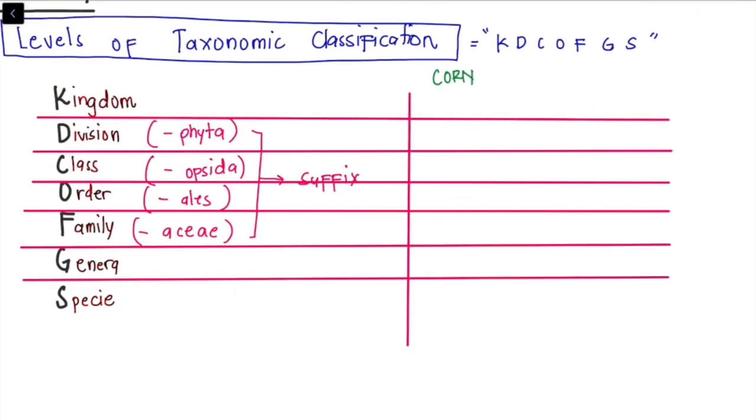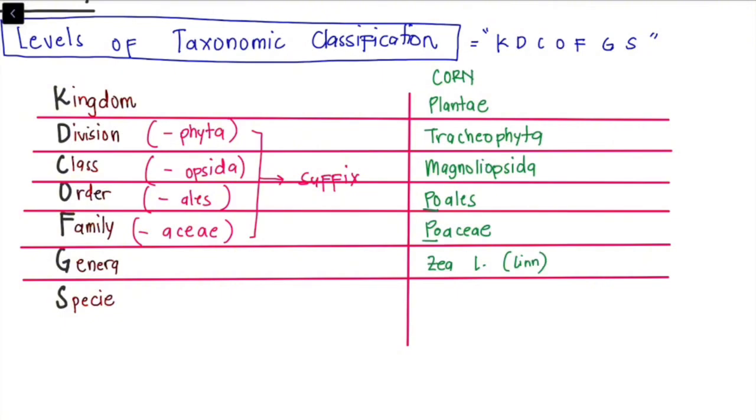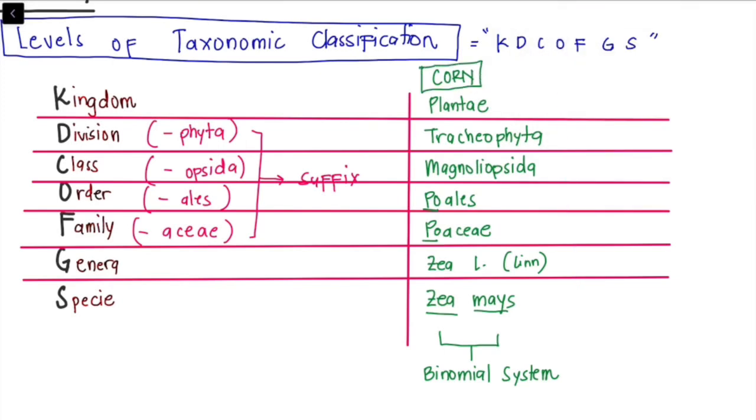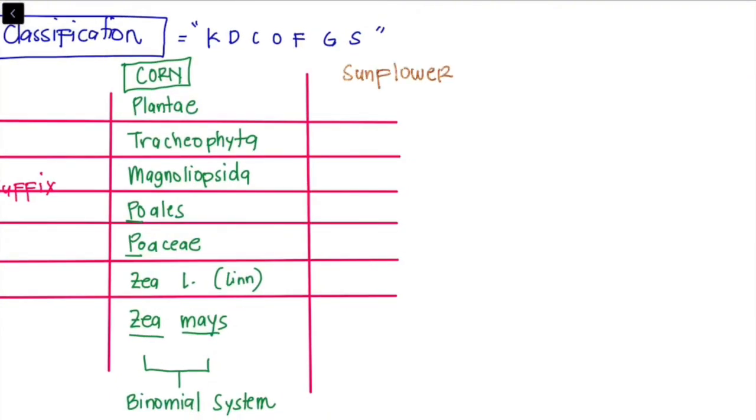So for example, we have corn. No, corn is under the kingdom Plantae, division niya is Tracheophyta, class is Magnoliopsida, order is Poales, family is Poaceae, genera is Zea, L is Lin, and then species is Zea mays. And mapapansin natin, no, ang scientific name ay under binomial system, and the Zea mays is the scientific name for corn.